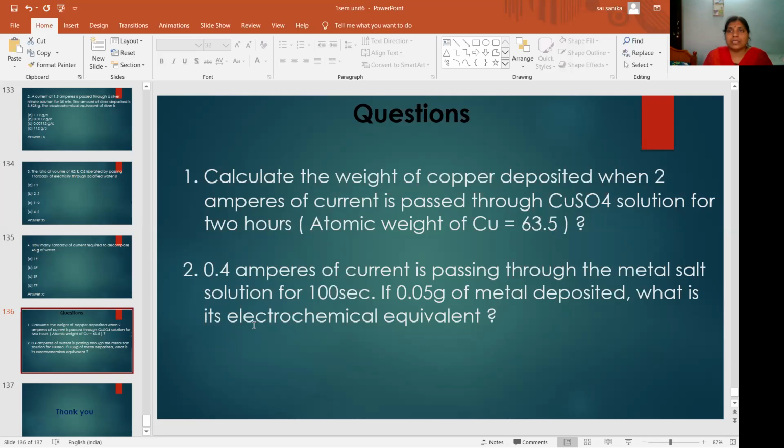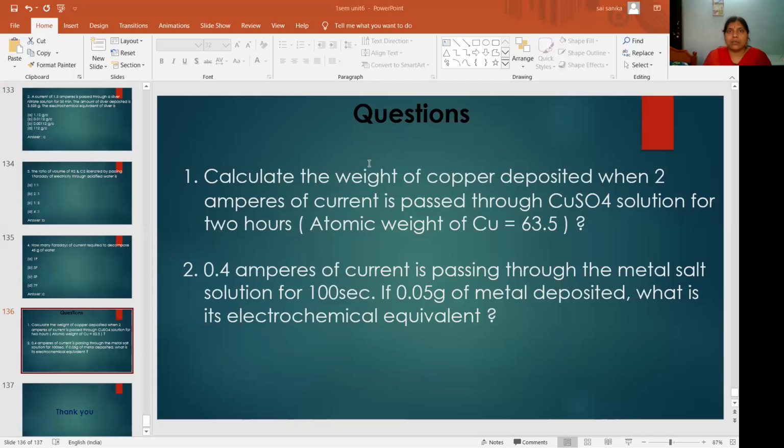So this is W is equal to ECT. W is there, C is there, T is there, and he asked to calculate E. So E is equal to W by CT. So W is 0.05, C is 0.5, T is 100 seconds. Already it is given in seconds. So you'll get some answer. Like this you have to calculate the electrochemical equivalent.